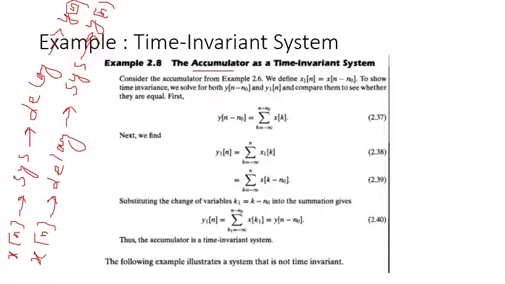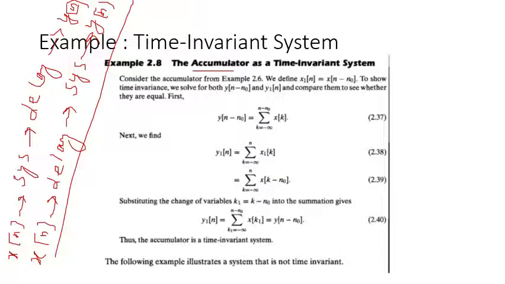So it means that first we pass the input to the system, then delay it, and in the second step we delay the input and then pass it through the system. So it's up to you whether you want to follow this or do it the other way around.